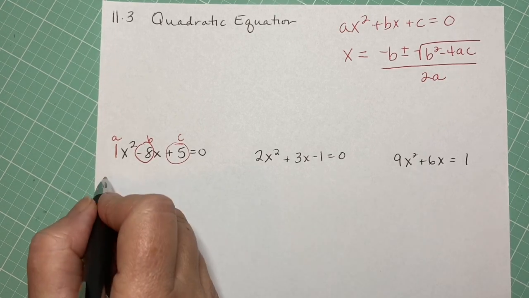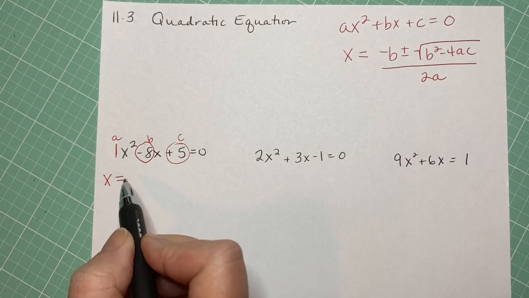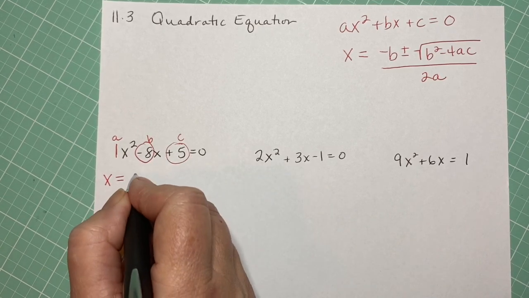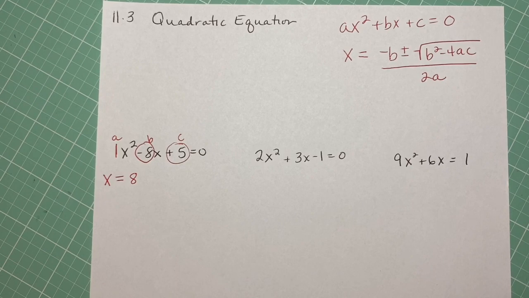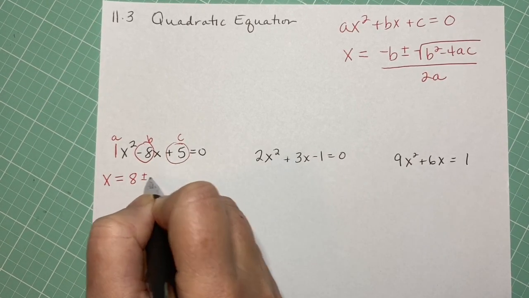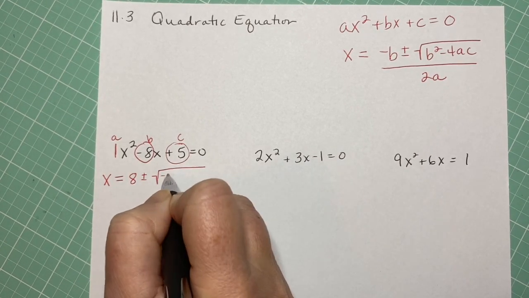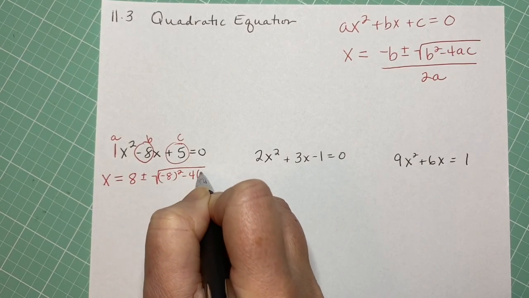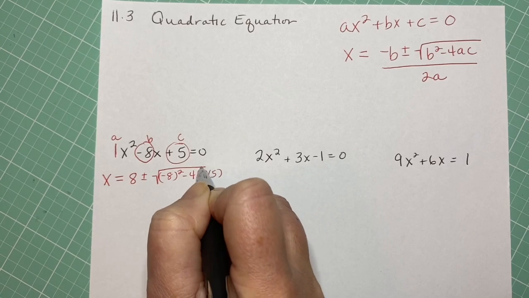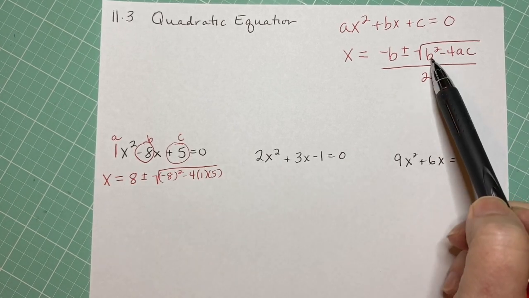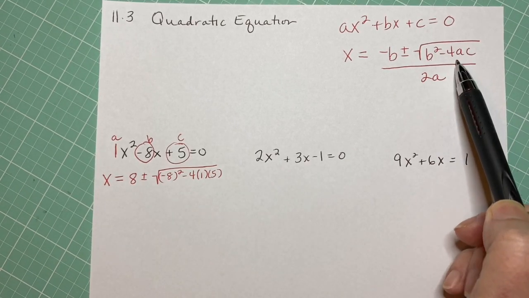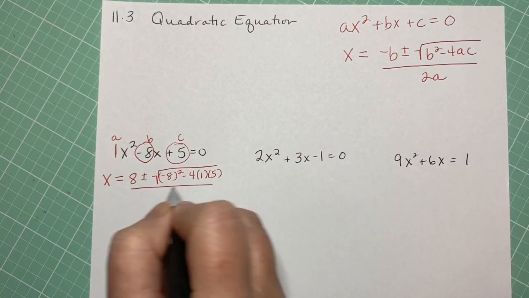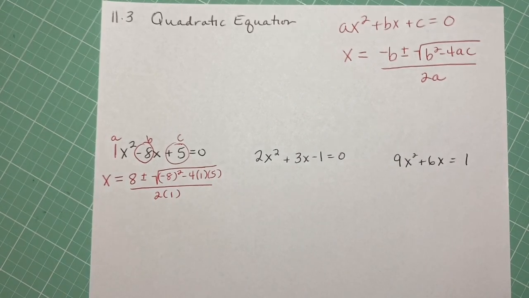So we're going to plug it into the equation. x is equal to negative b, but a negative of a negative makes that a positive 8, plus or minus the square root of negative 8 squared minus 4 times a, which is 1, times c, which is 5. I just plugged in negative 8 for b, 1 for a, and 5 for c. And then it's all over 2a, or 2 times 1.